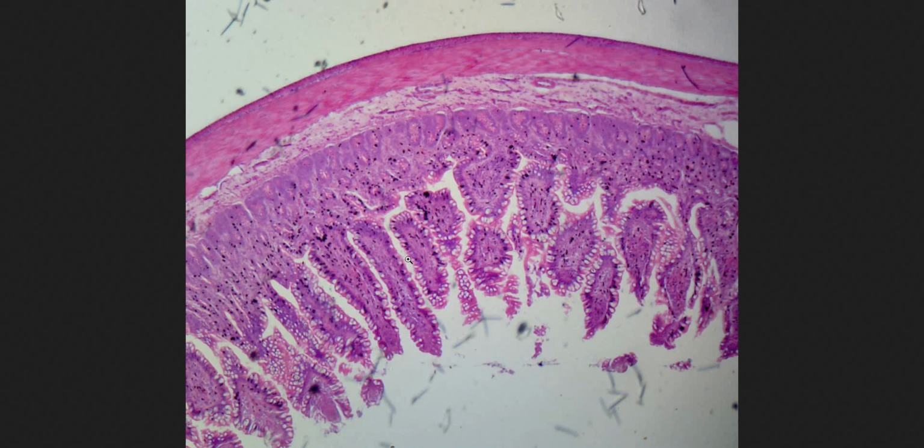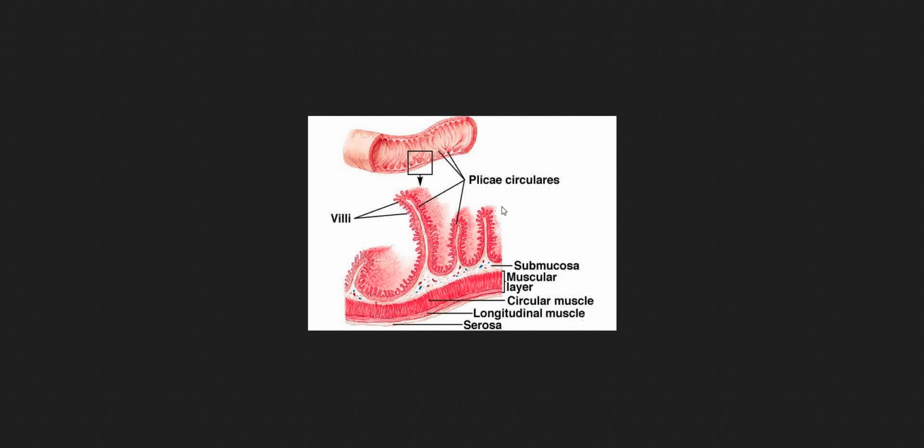Along all of these folds, we are going to see villi. Those villi are again helping to absorb nutrients. So the presence of these folds and of the villi and the microvilli will maximize surface area within the small intestine for absorption of nutrients. There is a helpful diagram.